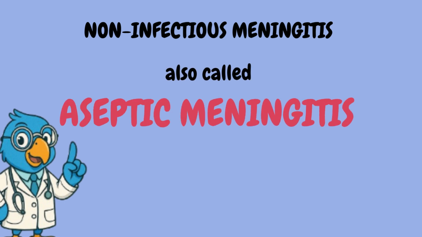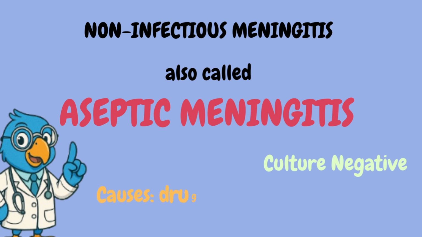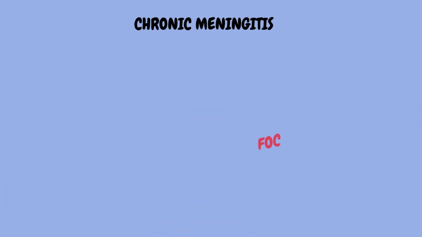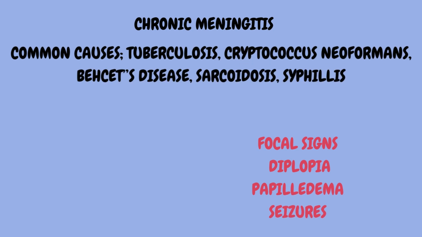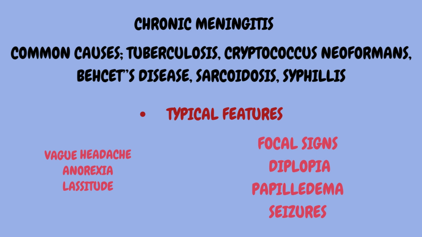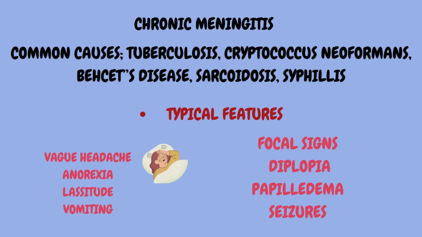This is also called aseptic meningitis when the CSF cultures are negative. It can be caused by drugs, autoimmune disease, malignancies, and on rare occasions, vaccines. Symptoms are mild compared to infectious meningitis. Chronic meningitis is caused by tuberculosis, Cryptococcus neoformans, Behçet's disease, sarcoidosis, and syphilis, among other things. Typical features are a vague headache, anorexia, lassitude, and vomiting, with focal signs of diplopia and papilledema, as well as seizures.